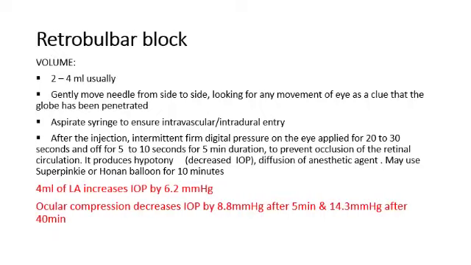After the injection, intermittent firm digital pressure is applied for about 5 minutes to prevent occlusion of the retinal circulation. It produces a hypotony and diffusion of the anesthetic agent. You can also use a super pinky or Honan ball for about 10 minutes. 4 ml of anesthetic increases IOP by 6.2 mm of mercury. Ocular compression will decrease the IOP by 8.8 after 5 minutes and 14.3 after 40 minutes.